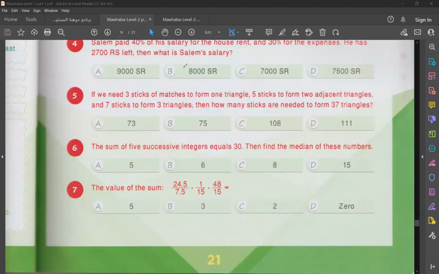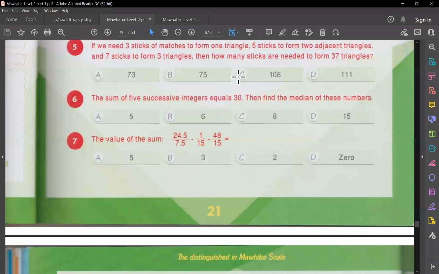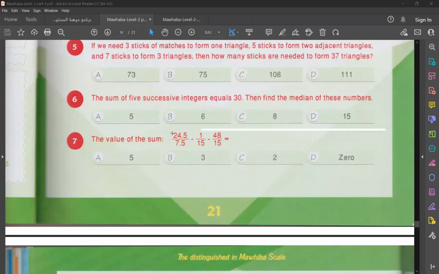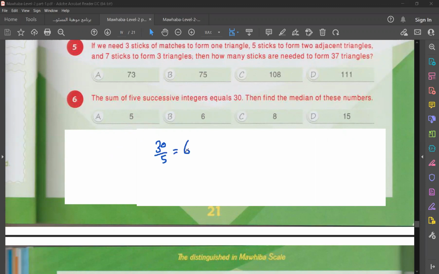The sum of 5 successive integers equals 30. Then find the median of these numbers. So what I did, I did 30 divided by 5, which is 6. So the answer is 6, B. Yeah, the answer is B, right.